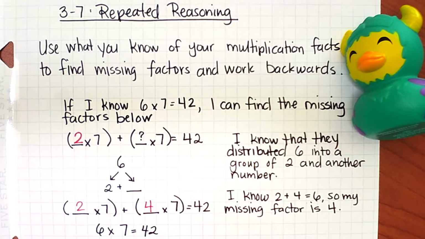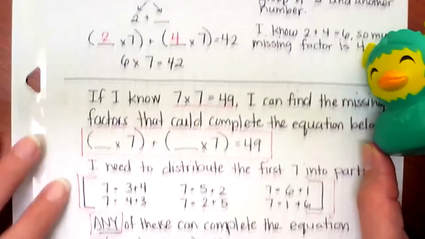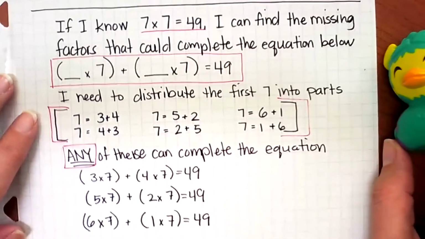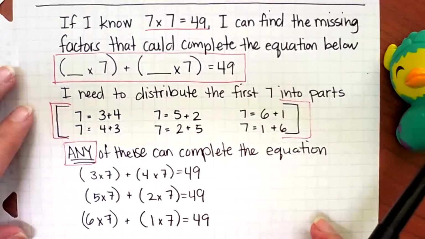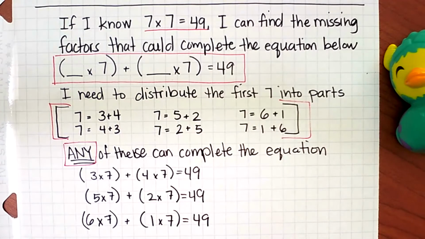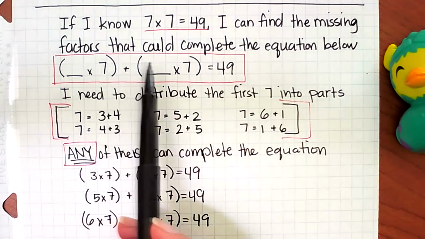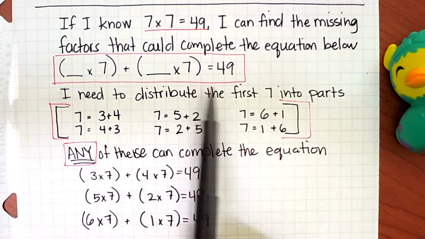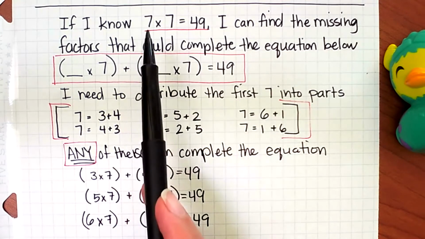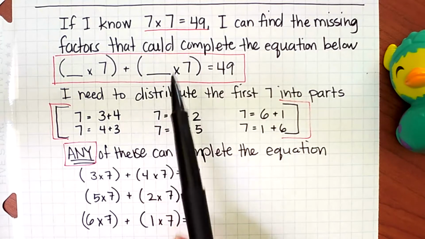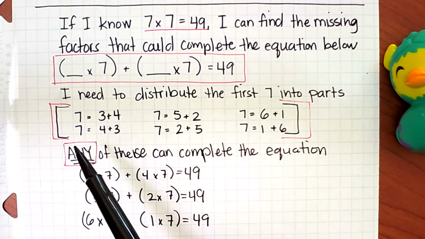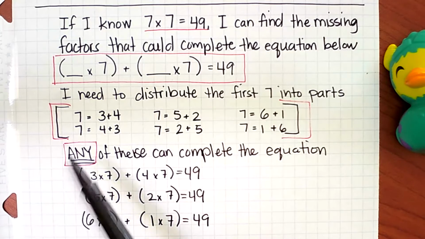Now, I can also use a different example to go about this. If I know, for example, that 7 times 7 is equal to 49, I can find the missing factor to complete this equation. Now, because they left it blank, and because I know I need to distribute this first 7 into groups, I can distribute it many ways. So I know there's a lot of different ways that I can make 7.